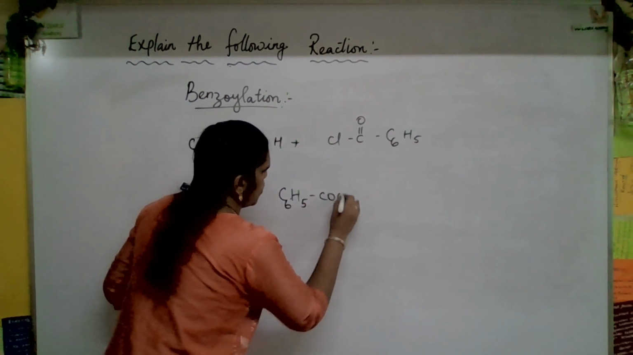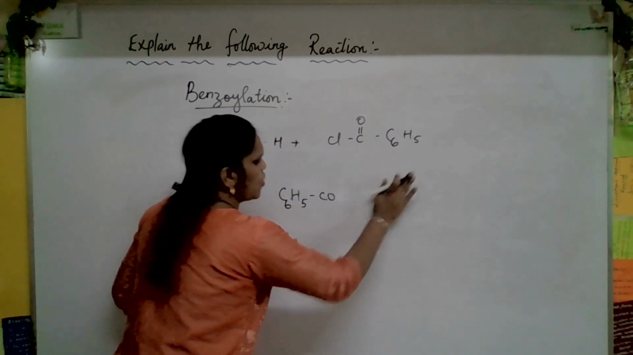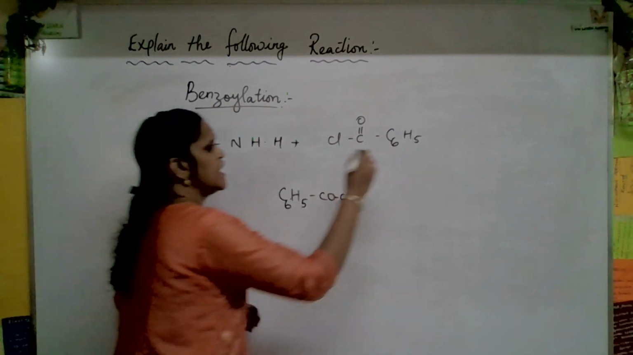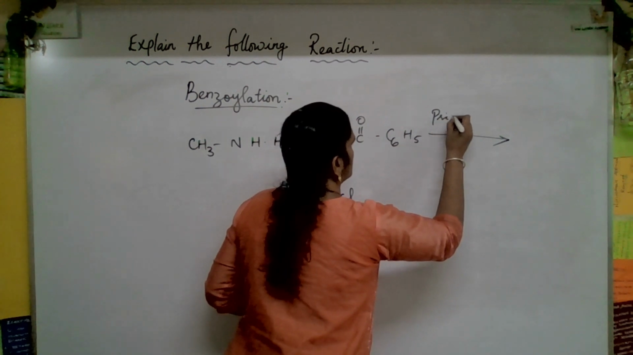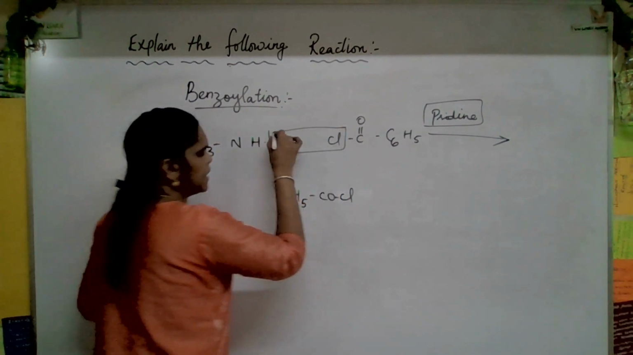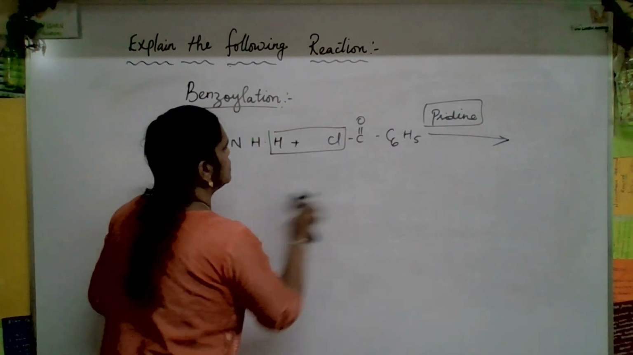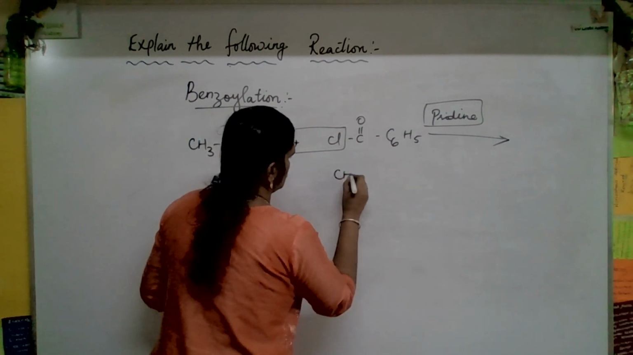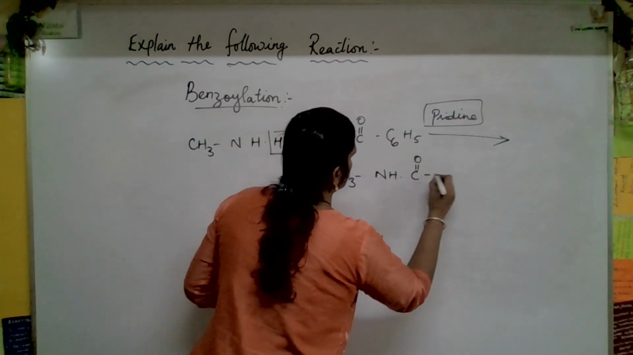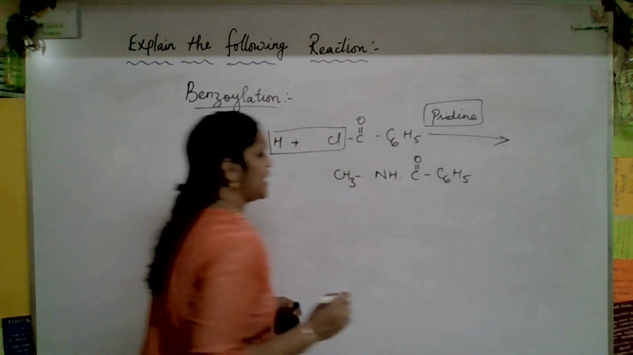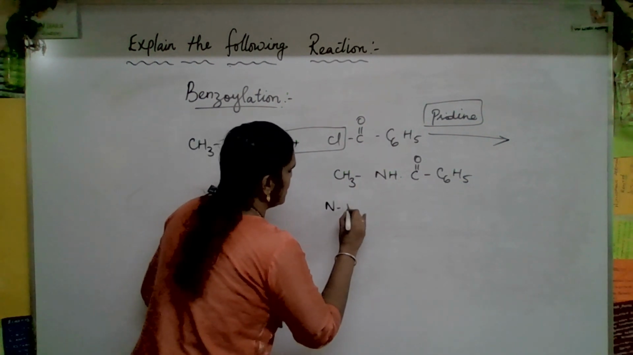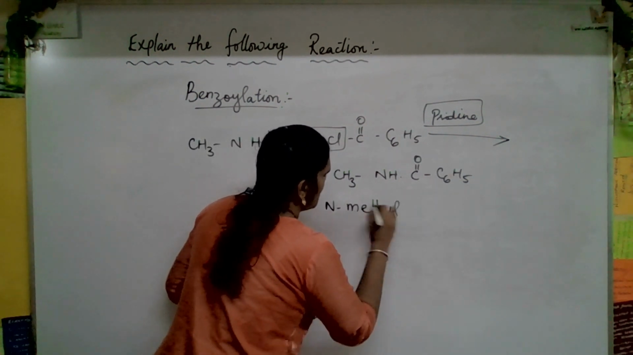C6H5COOH is benzoic acid. Its OH can be replaced by Cl, so this is benzoyl chloride. That's the acid chloride I just mentioned. In the presence of pyridine, what is the product you are getting? The HCl can be removed. So what happened here? This is CH3NHC double bond O C6H5. Now what is the name of it? We can say N-methyl benzamide.